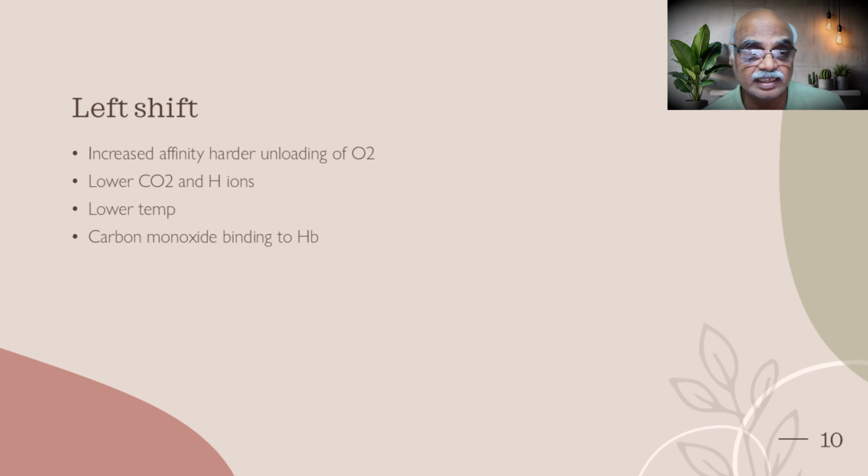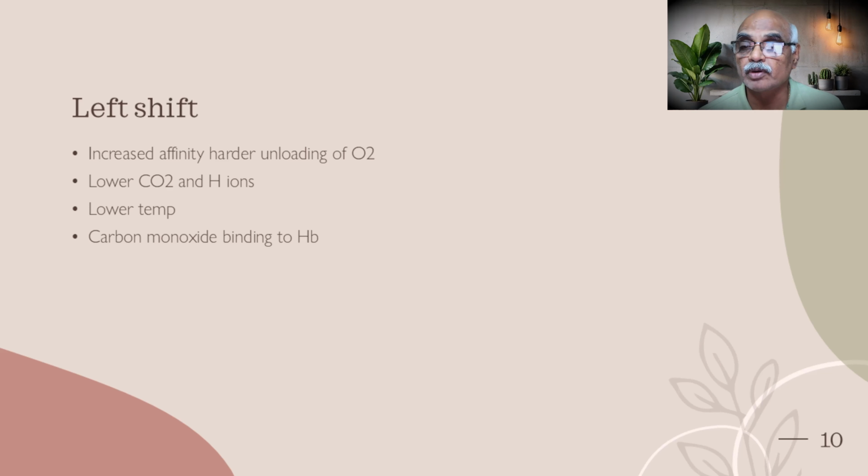Now, when exactly does the left shift occur? Increased affinity causes harder or lower unloading of the oxygen. So, when the level of carbon dioxide is less and there is a relative alkalosis in the blood, the shift of the oxygen dissociation curve occurs to the left. Lower temperature again shifts the curve to the left.